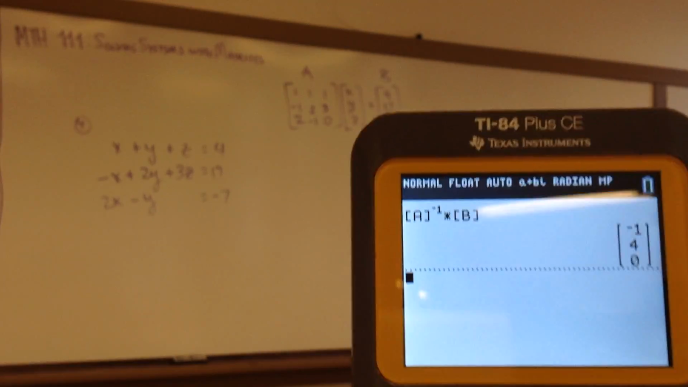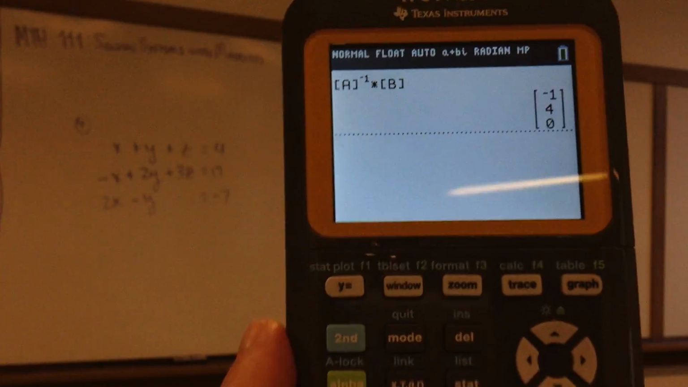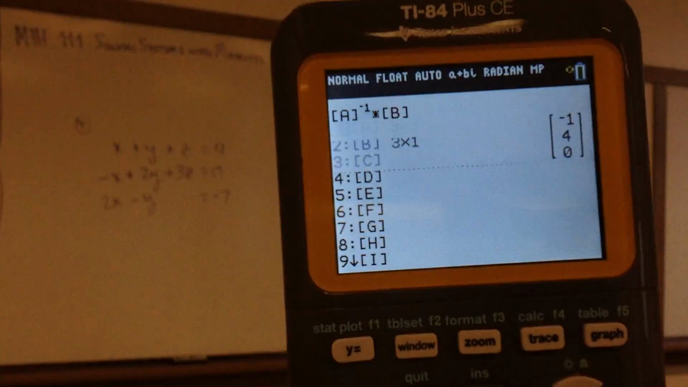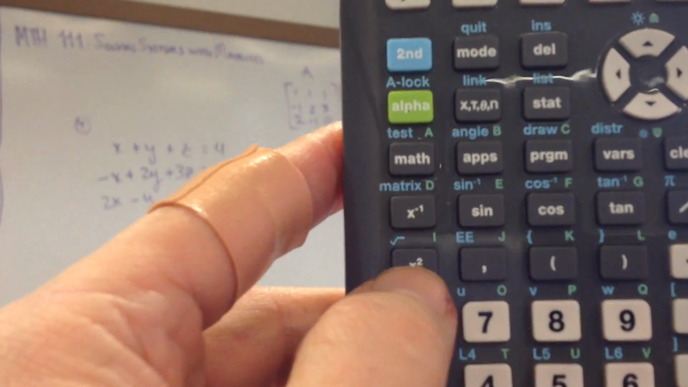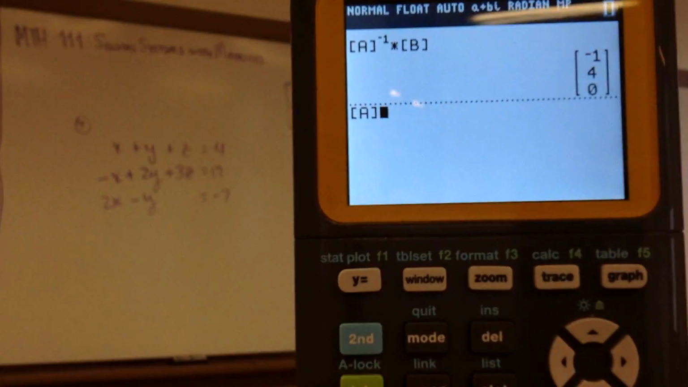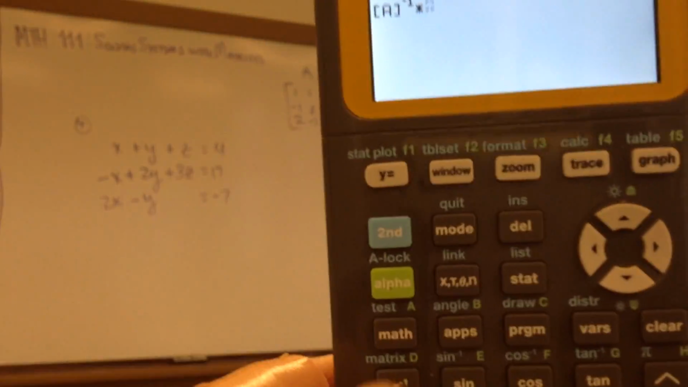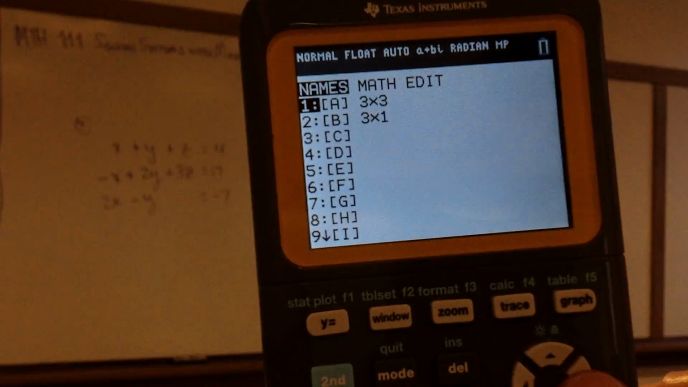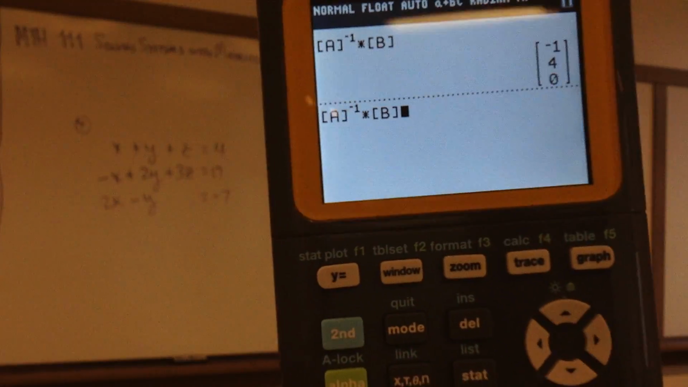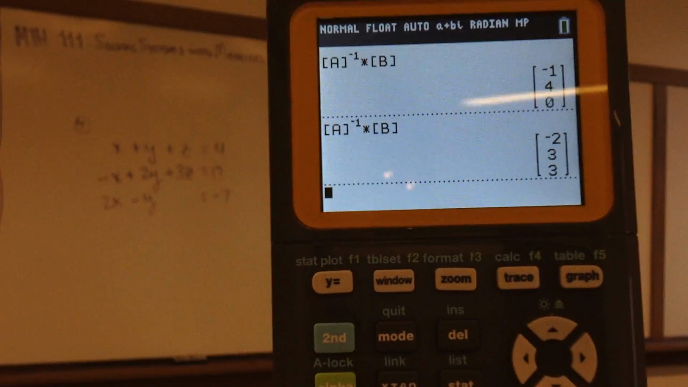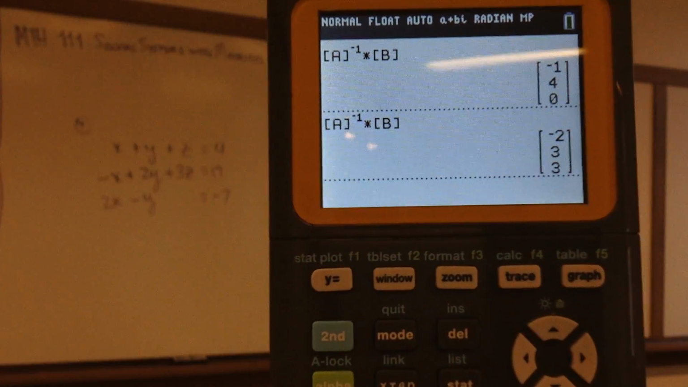And now we want to make the same calculation now that we've changed those numbers. So we go back into matrix, choose A, get its inverse, x to the minus 1, inverse, and then times, go back in to the matrix, choose matrix B, and there we go, A inverse times B, and there's our answers. X is negative 2, y is 3, z is 3.